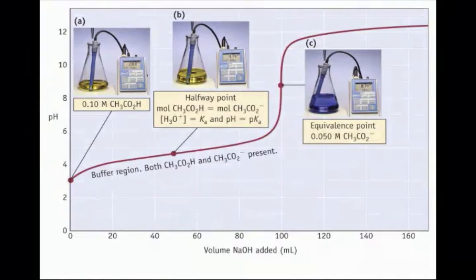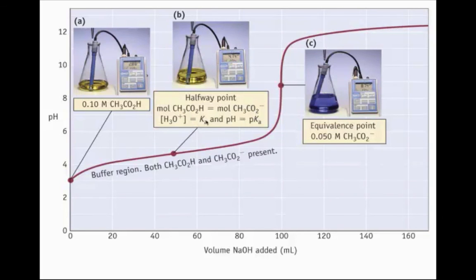Here's just a graph of what we would get if we were to do a very slow plot of pH versus the volume of sodium hydroxide added. Here we had no base added, and we had a pH somewhere in the lower 3s. We can see that the pH rose fairly quickly initially, and then as we started to build up the amount of acetate ion, we've created a buffer solution in our titration solution. So the pH change starts to level out somewhat. Here at exactly the halfway point, the moles of the acetic acid are equal to the moles of the acetate ion.